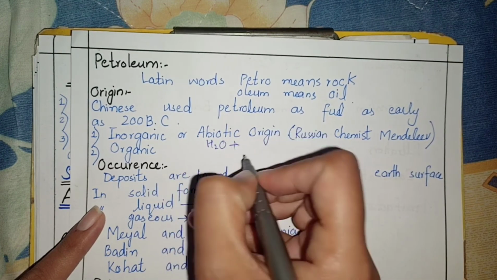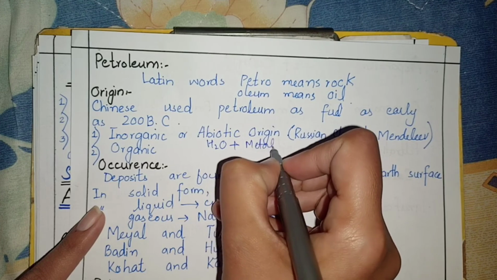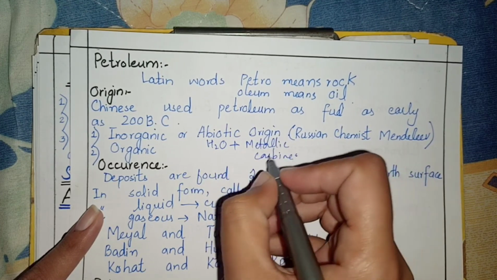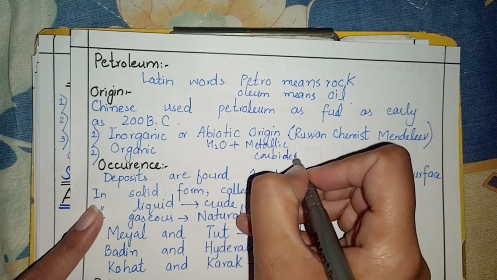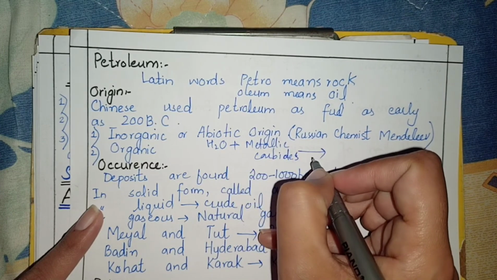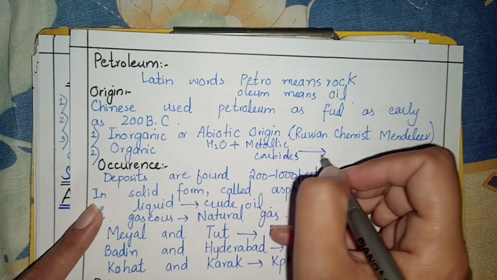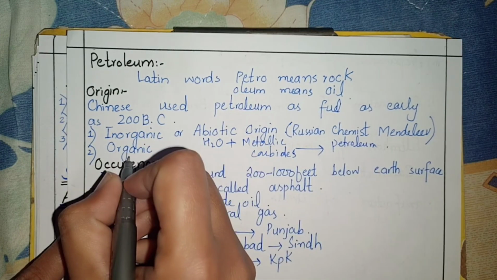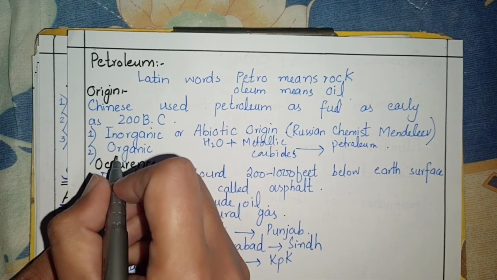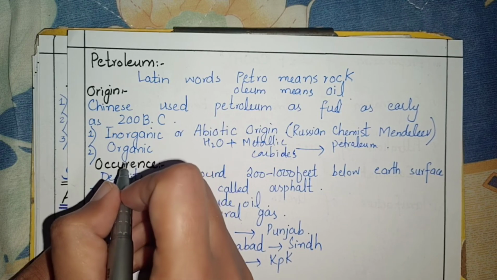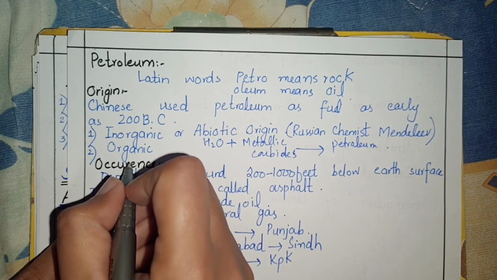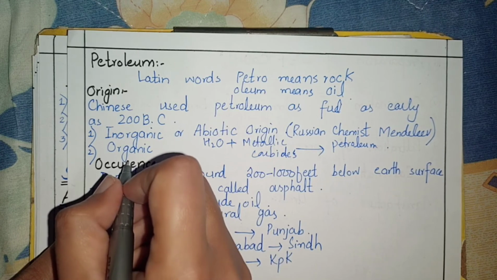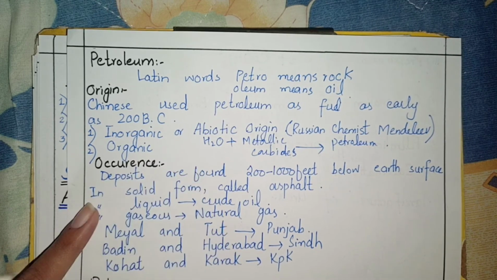H2O combined with metallic carbide at high pressure and temperature under the surface of the earth will produce petroleum. While according to the organic origin theory, the remains of plants and animals were buried under the soil. These dead organic matter were converted into petroleum by the action of bacteria.